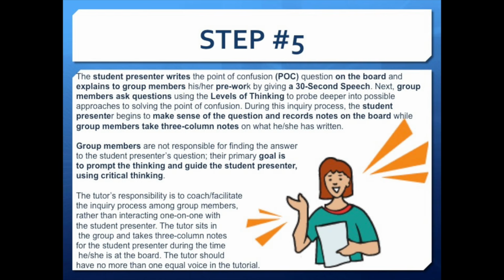Step 5. The tutor will decide who goes first up to the board. That person is called the student presenter. The student presenter writes the point of confusion question on the left-hand side of the board and explains to the group members his or her pre-work by giving a 30-second speech. Next, group members ask questions using the levels of thinking to probe deeper into possible approaches to solving the point of confusion. During the inquiry process, the student presenter begins to make sense of the question and records notes on the board, while group members take 3-column notes on what he or she has written on the board.